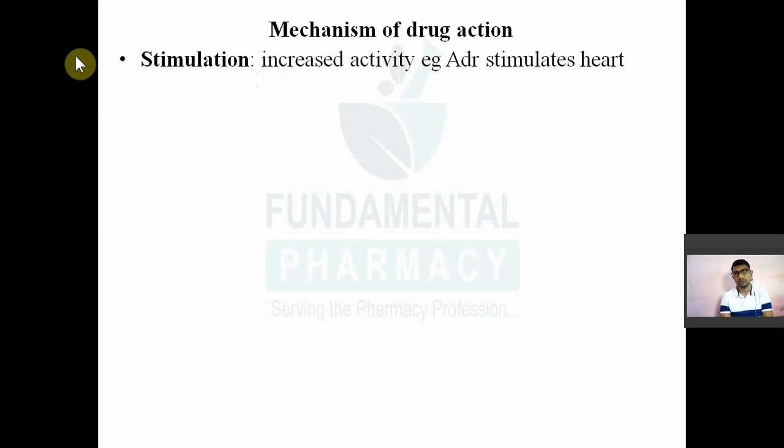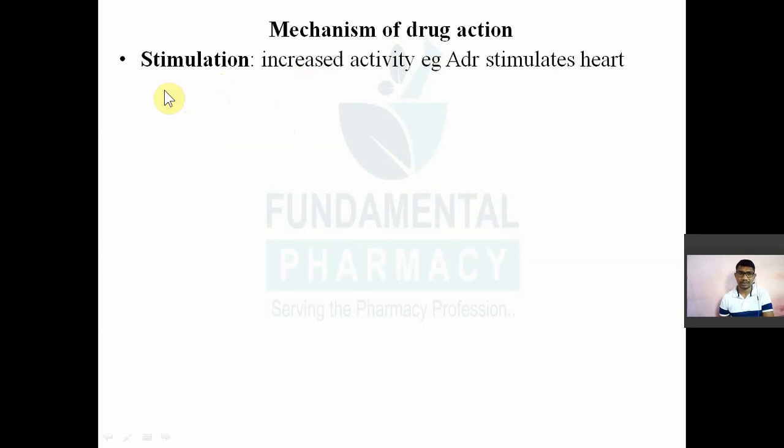A drug may either stimulate a particular system, or depress a particular system, or produce an irritant effect, or be used as a replacement for endogenous substances. So these are the different mechanisms of action of a drug. First one is stimulation. Stimulation means an increase in the activity of your cell, tissue or a particular system. Stimulant action means any increase in the functioning of a cell, tissue, organ or system.